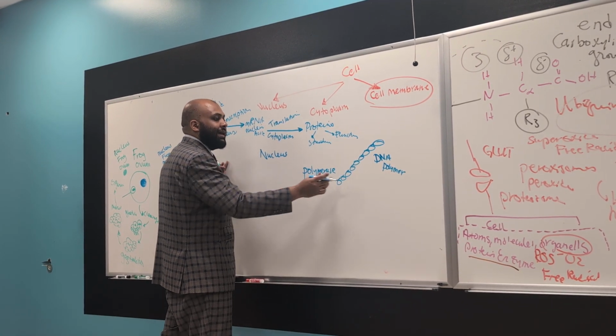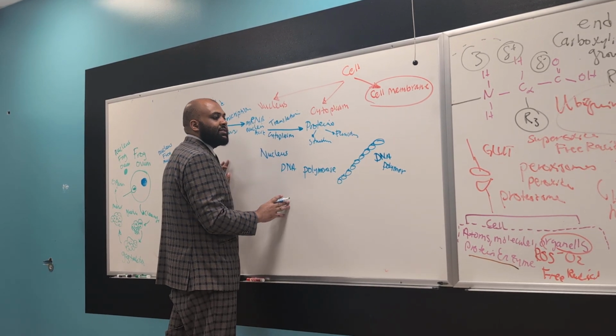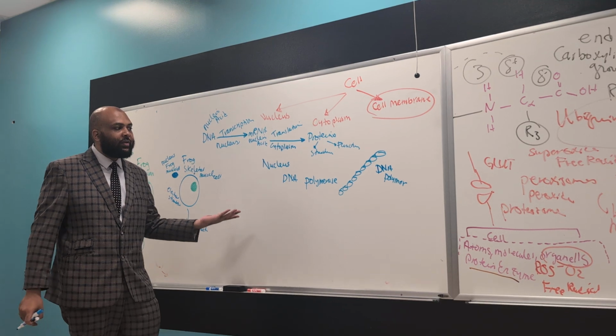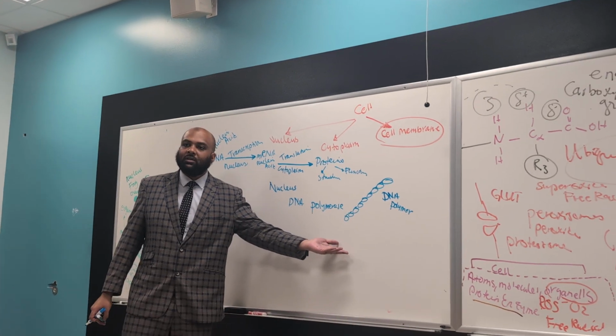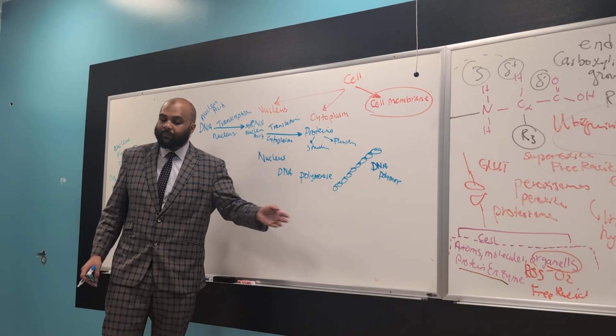Polymerase. And since I made a DNA polymer, I use the DNA polymerase. I cannot use the RNA polymerase to make a DNA polymer. That's why we call it DNA polymerase, because I'm going to make a DNA polymer.